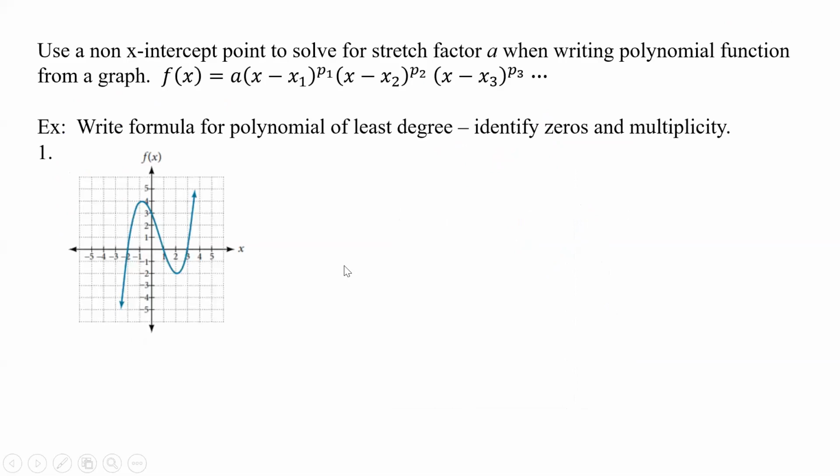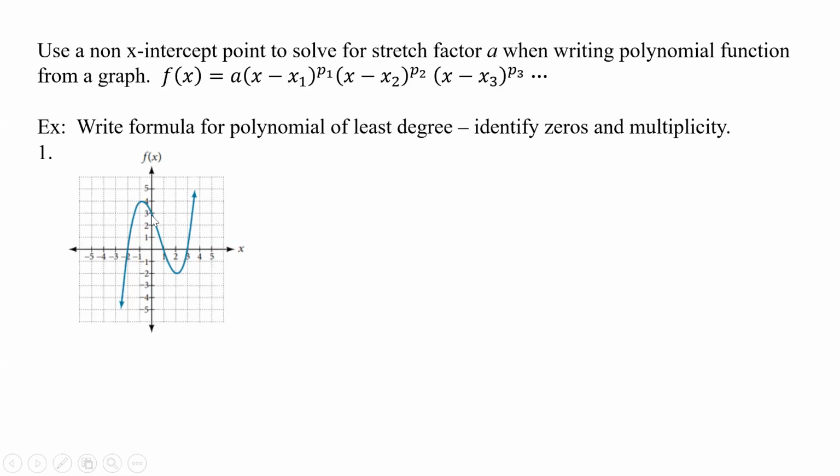All right, so now what we're going to do is we're going to be given a graph, and we actually have to write the equation for it. And how we're going to do that is we're going to have to figure out some non-x-intercept point. So most likely I'm going to use a y-intercept because that's going to be pretty easy, or if there's a turning point that I can exactly tell.